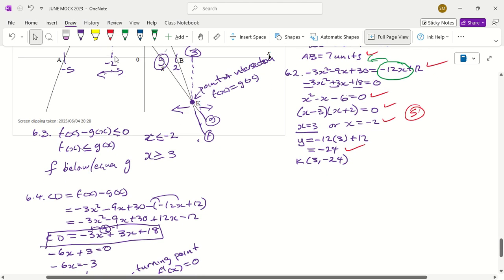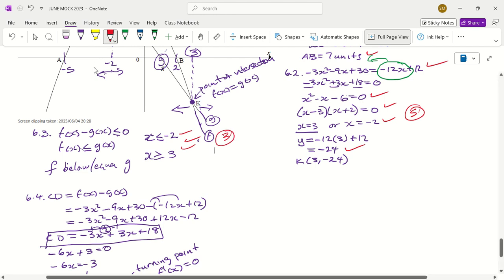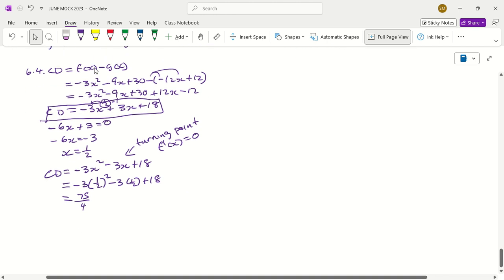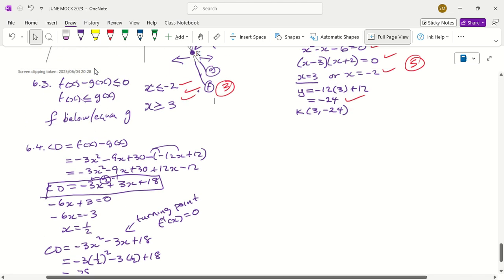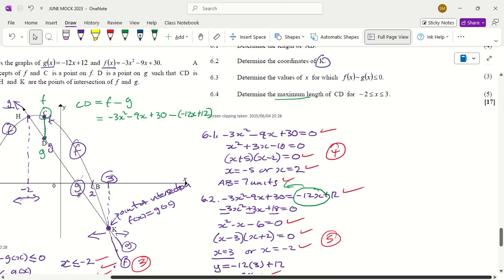6.3 is out of 3, so you get 3 marks for the inequalities, so that is 3. And then 6.4 is 5 marks. Let me go back here. 6.4 is actually 5 marks.